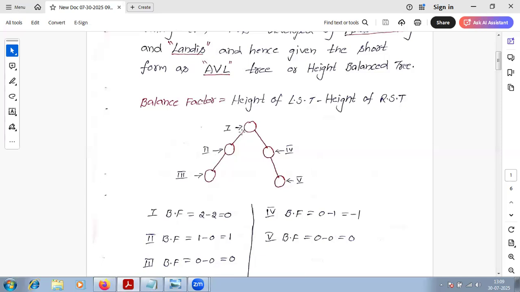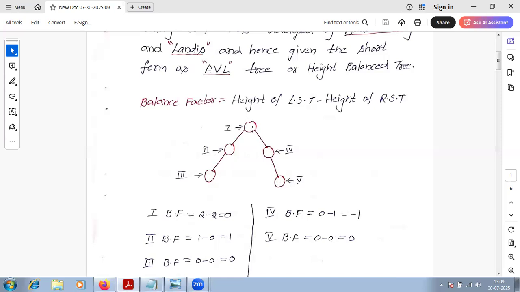See here, the height of the left subtree. How to calculate the height of a left subtree? It means the height from the starting node, the root node, to the leaf node. That is called the height of the left subtree. Okay, see. What is the height from here to here? 1. And here to here? 1. What is the height of the left subtree? 2. See, balance factor equal to height of the left subtree, which is 2, minus height of the right subtree.